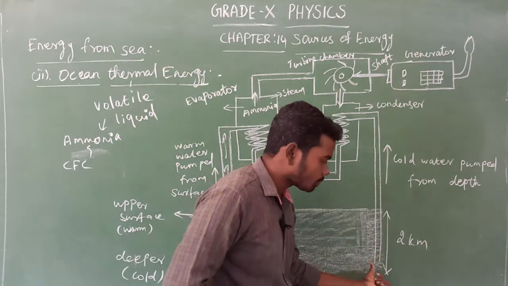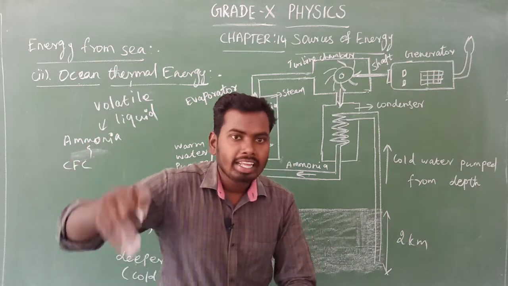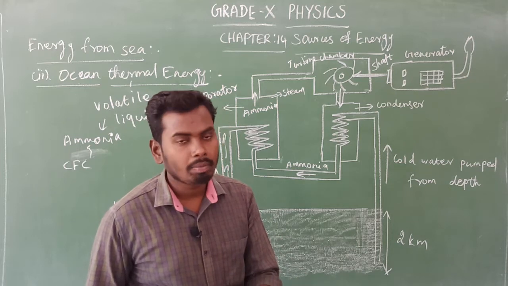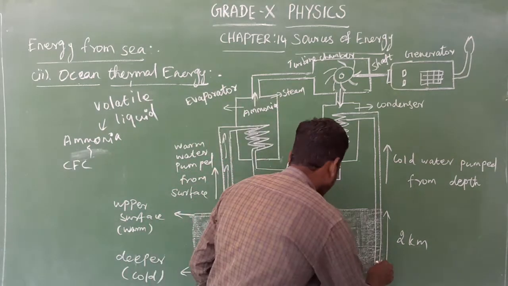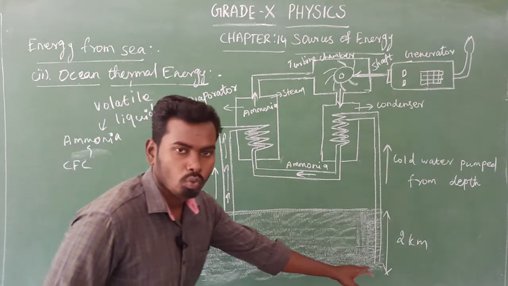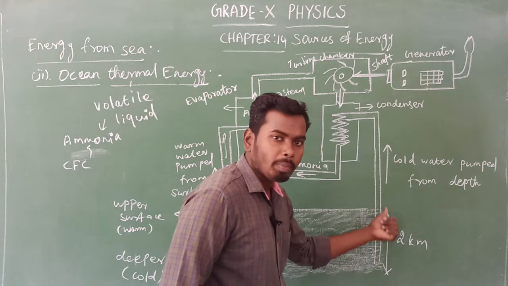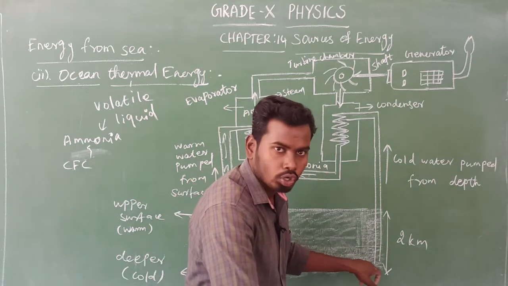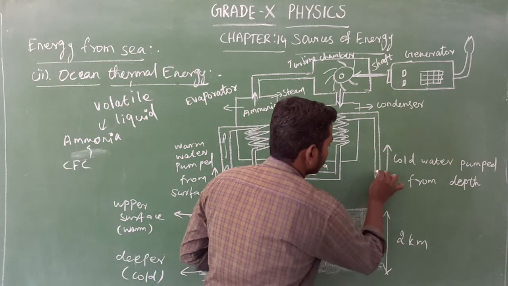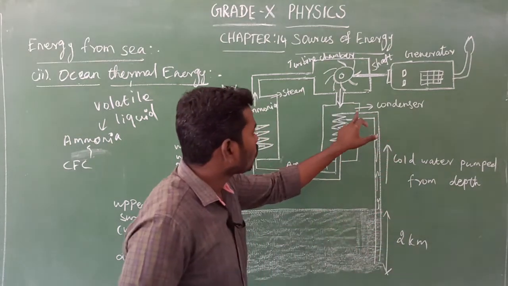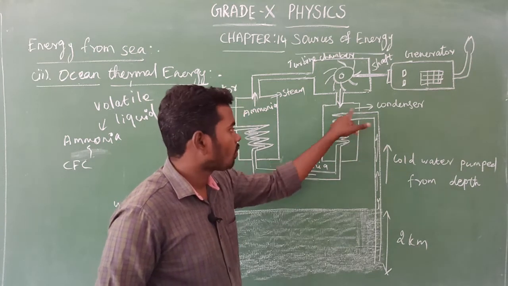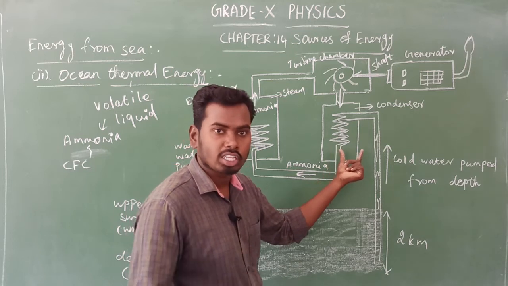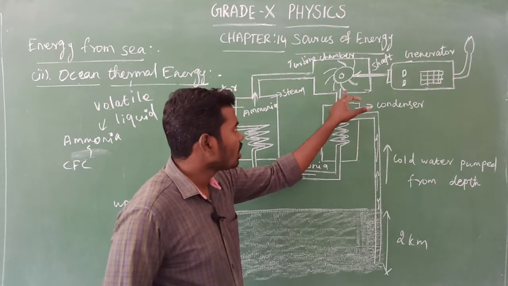Okay, look at here. Now come to this point. Already we know that at deeper levels the temperature of the water will be less, that is cold water. I have already written here, it will be cold water. So when the cold water is pumped up from the deeper level, up to 2 kilometers through this pipe, this cold water comes to the condenser here. Already we know this water temperature is less, which means it is cold water, isn't it?